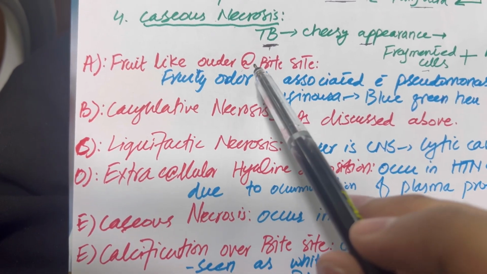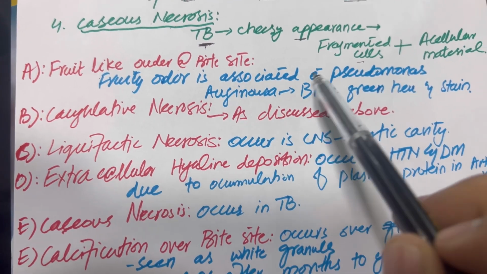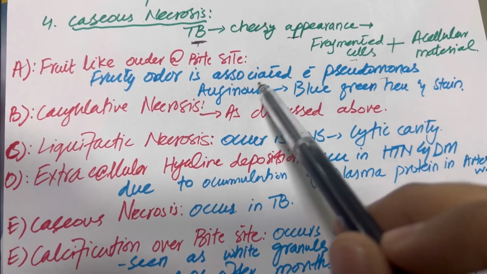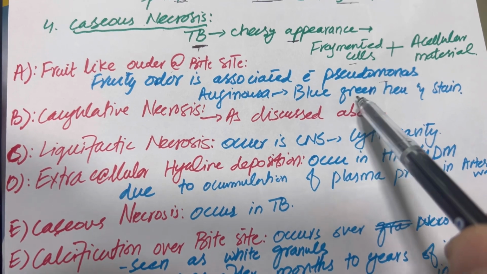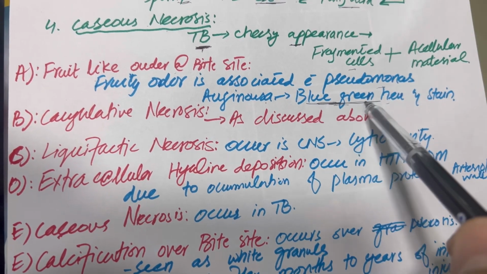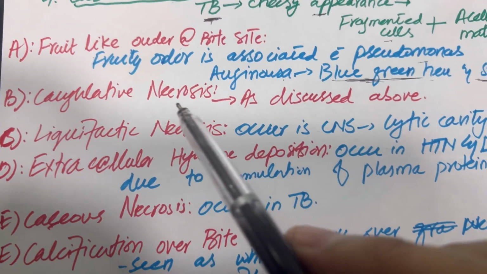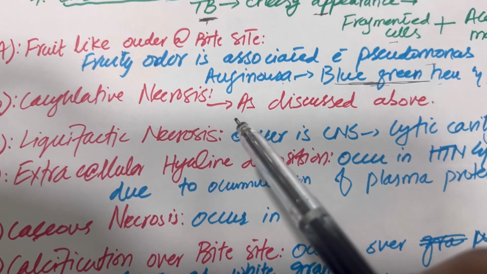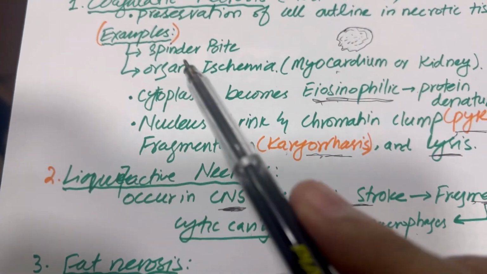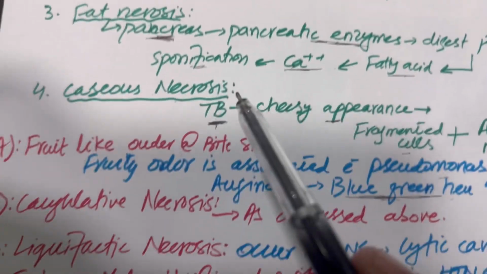So, fruit-like odor at the bite site. Fruit-like odor is associated with Pseudomonas aeruginosa, which stains a blue-green hue, and this color will form at the wound site. Option B, coagulative necrosis, is a very high yield option. As we have discussed previously, in coagulative necrosis, the spider bite is the example.